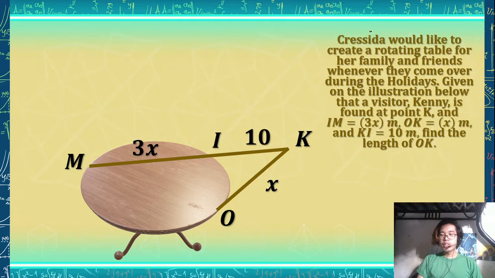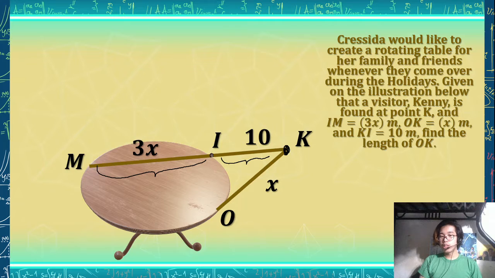Okay, so let's try the second problem, guys, for our secant problems. Cressida would like to create a rotating table for her friends and family whenever they come over for the holidays. Given the illustration below, a visitor, Kenny, was found at point K, and IM is equal to 3x units, and IK is equal to 10.